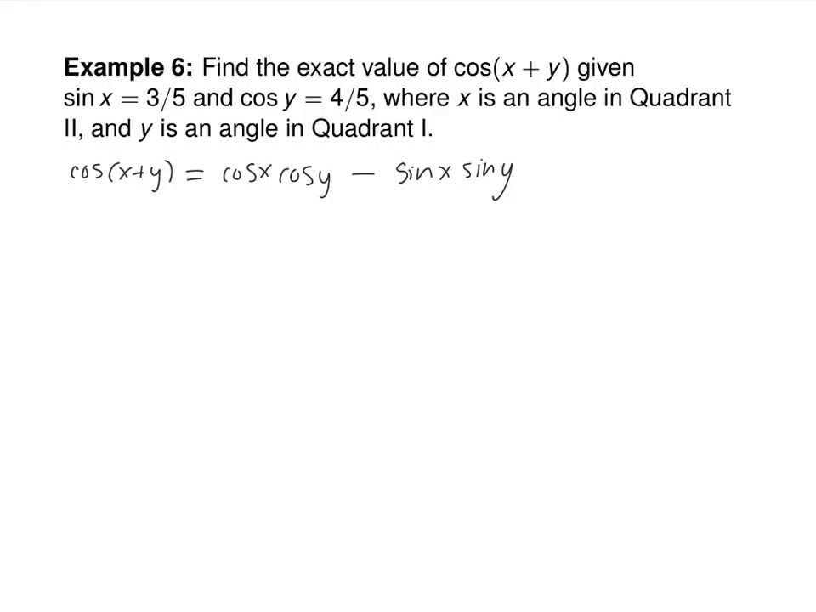What were you told? Sine x and cosine y. You know sine x and you know cosine y. Does that make sense? You were told what they are. You were told that sine x is 3/5, and you were told that cosine y was 4/5, right? Okay. And you were also told what quadrant they were in. So x is an angle in quadrant 2. So sine x equals 3/5. That x is an angle over here.